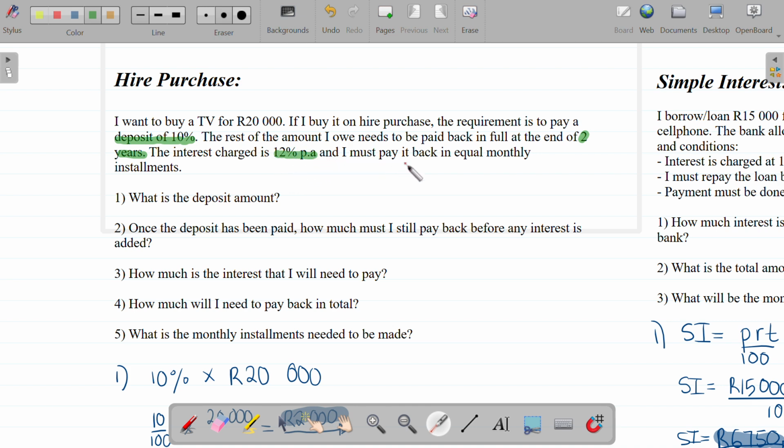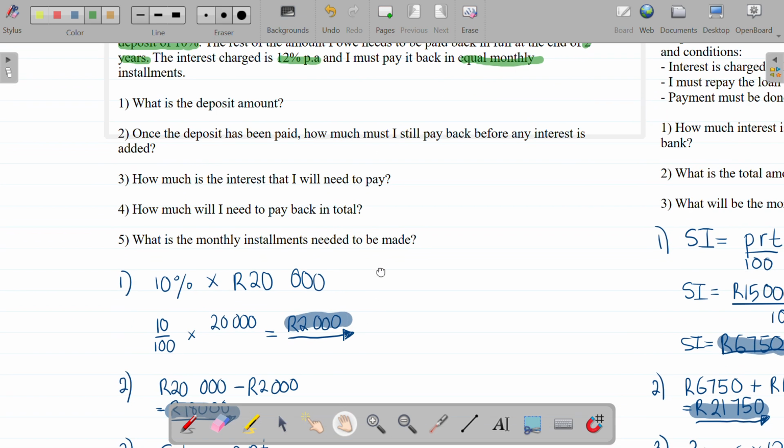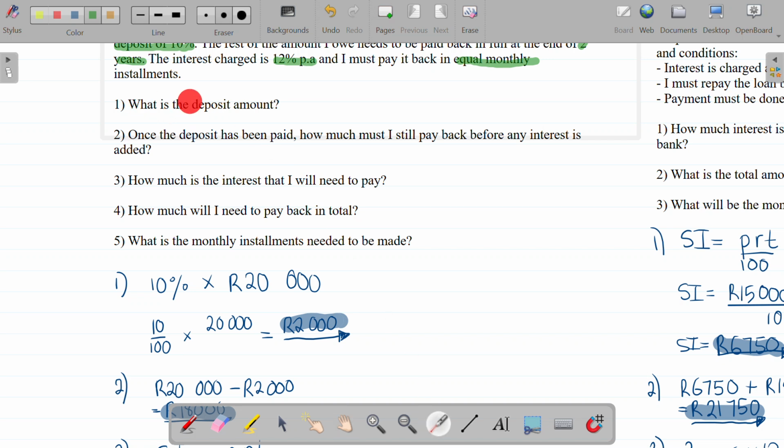And then it says, and I must pay it back in equal monthly installments. So that is actually also very important. Equal monthly installments. So let's jump right in, guys. The first question is, what is the deposit amount? So the amount that I'm going to make that immediate payment, what is that amount, the deposit amount?